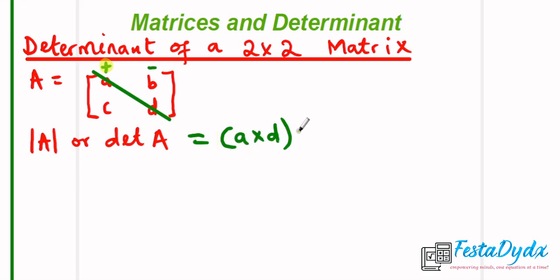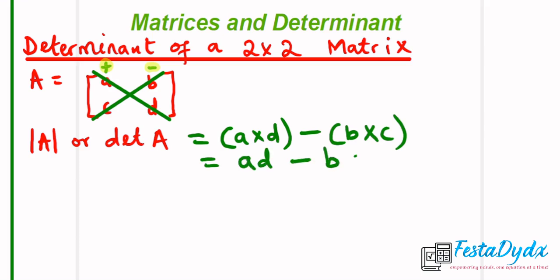For the other part, we work with the diagonal of B and C, but we should take note that we'll have a minus here, so we put a minus sign before the diagonal. We multiply B and C, which gives B times C. So the determinant of a 2 by 2 matrix is AD minus BC.